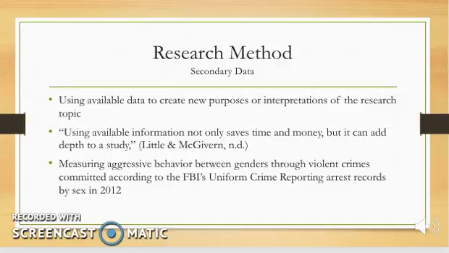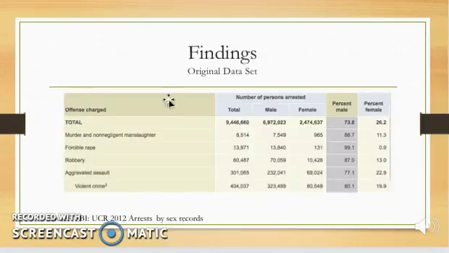So in the FBI's Uniform Crime Reporting data, I was able to find this original data set, which mentions the offenses: murder and non-negligent manslaughter, forcible rape, robbery, and aggravated assault. These four offenses are considered violent crimes. They explain the total number of persons arrested, and they were able to find the male percentage as well as the female percentage for each offense.